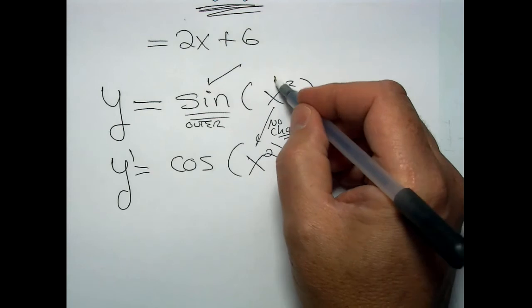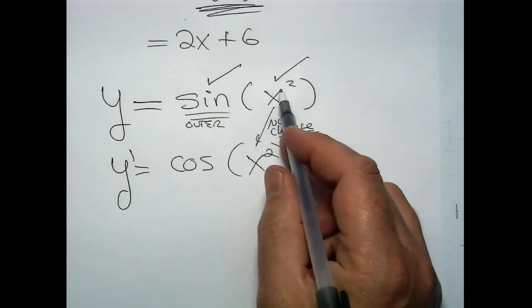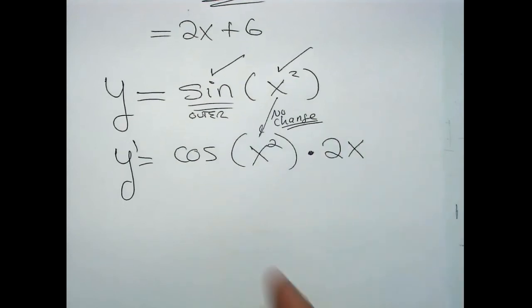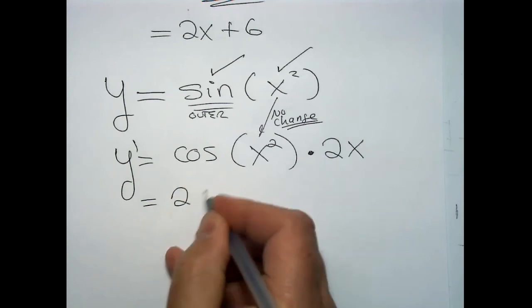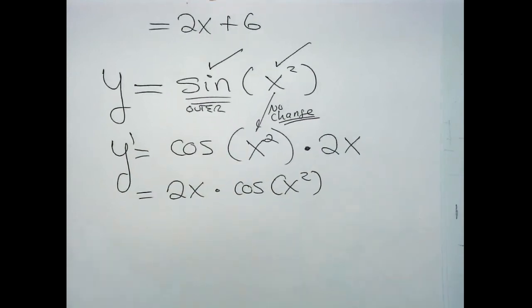I want you to check off the next function, which is x squared. Okay, what's the derivative of x squared? 2x, and that chain's on the back there. And you're done. That is the correct derivative. So we're going to get 2x times the cosine of x squared.